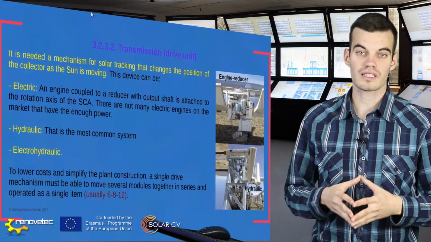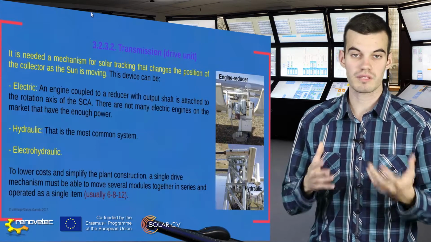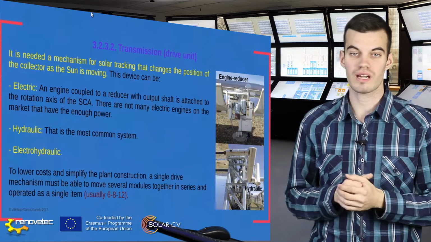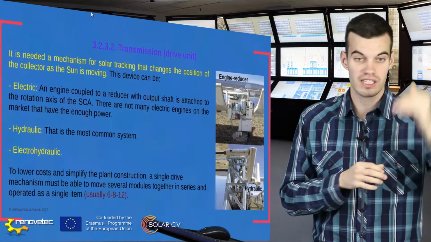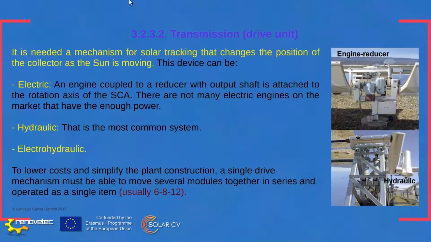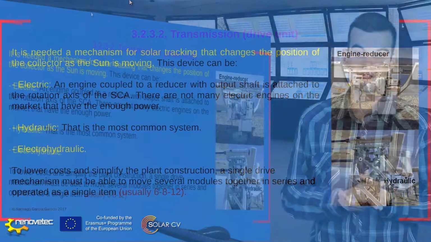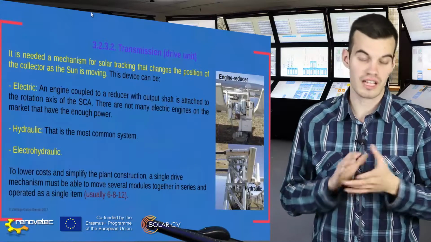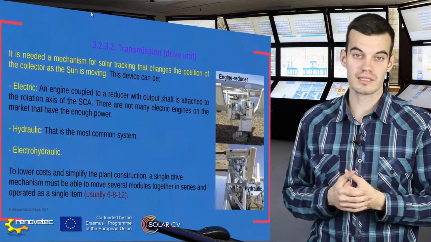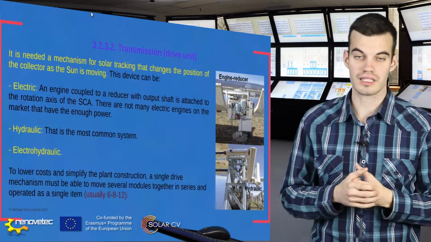Now we must understand what is a transmission unit. A transmission unit is the mechanism which is able to move this parabolic trough in function of the orders of the control tracking system and the solar tracking system. The main systems which are classified as a transmission unit are electric engine, hydraulic system, and electro-hydraulic system.